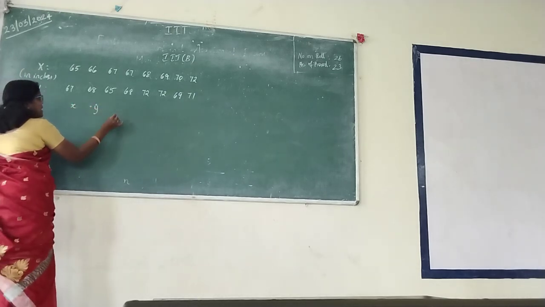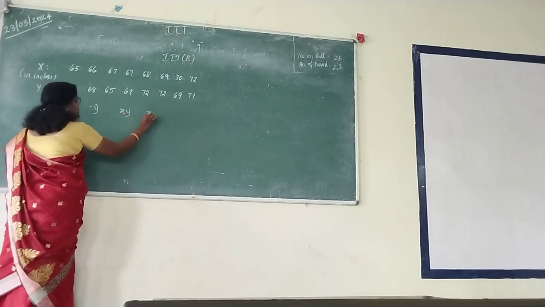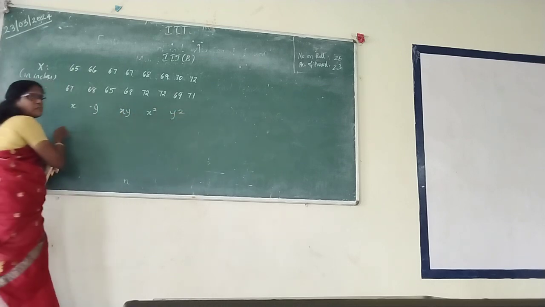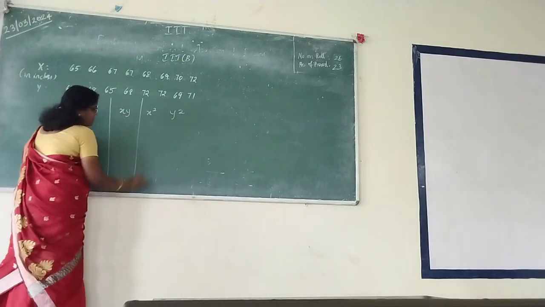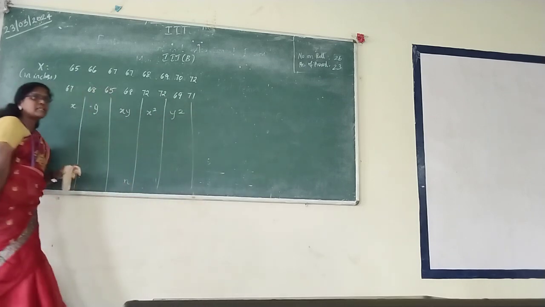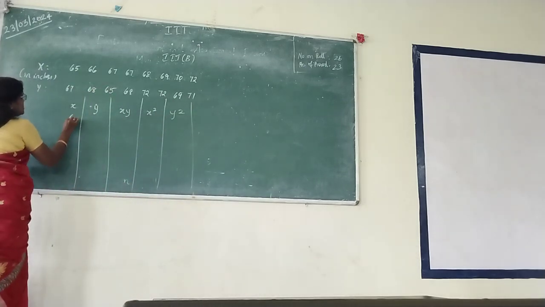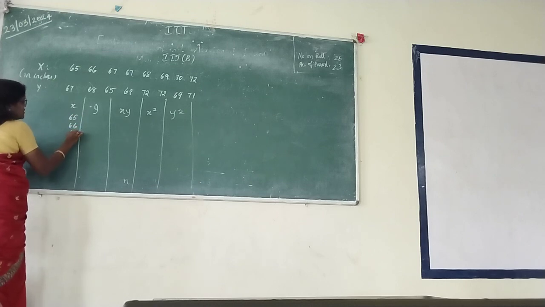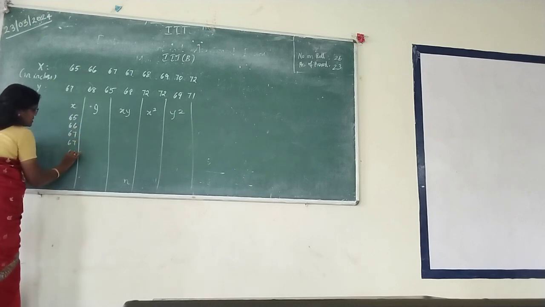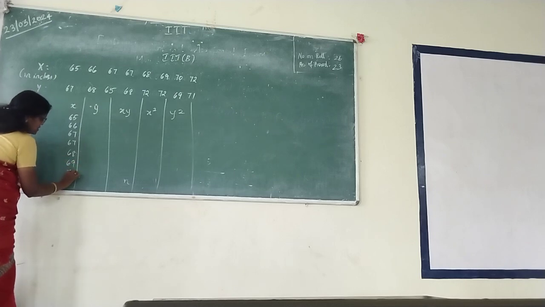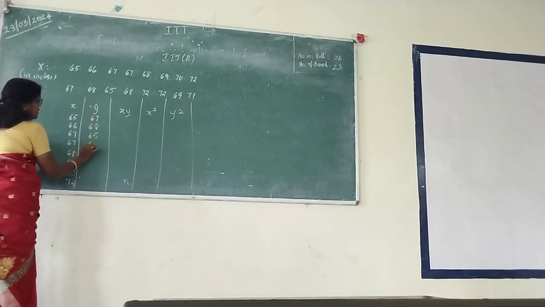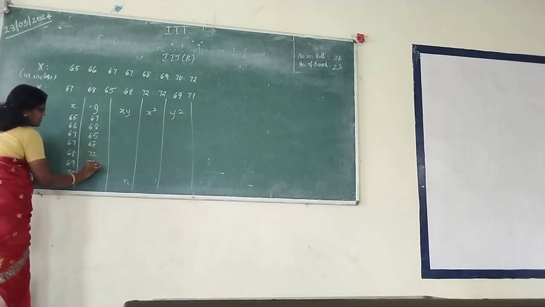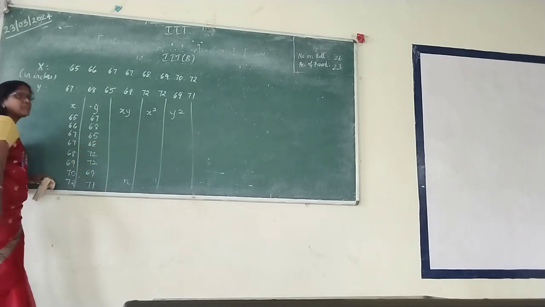First x, y, then xy, x square, y square, because you need all these 5 totals, right? Make it as a table. Put your x values: 65, 66, 67, 67, 68, 69, 70, 72. Input your y values: 67, 68, 65, 68, 72, 72, 69, 71.